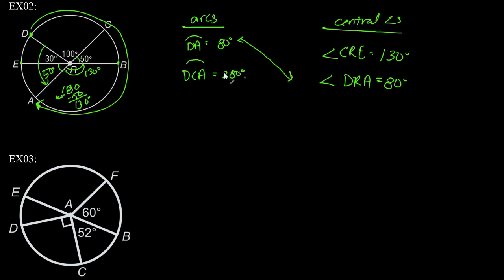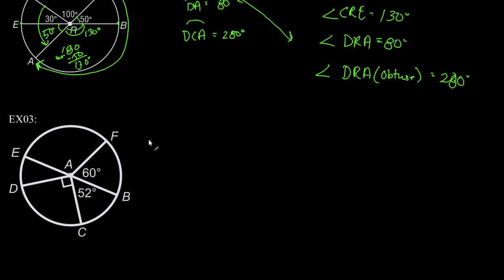Let's try DCA. DCA, woof, this would be angle DRA, but this would be like the obtuse version, I guess. And once again, if we add them all together, we get 280 degrees. I think you get the point here. I mean, this is 90 degrees, right? And you can get it, so I'm not worried about this. Let's try the next page.